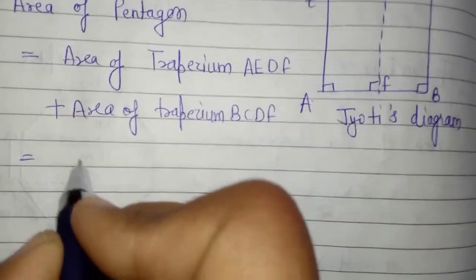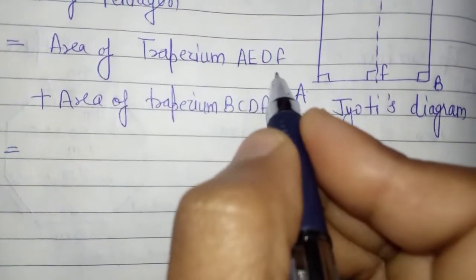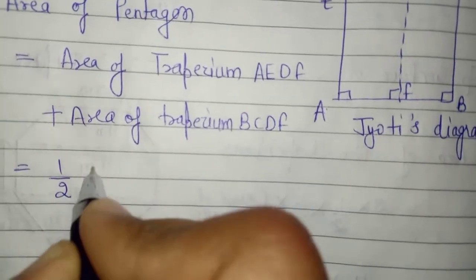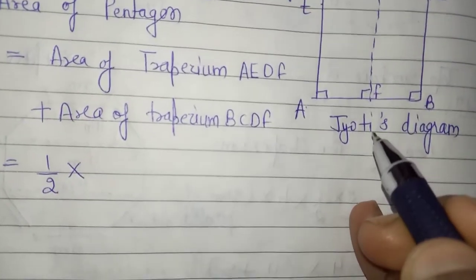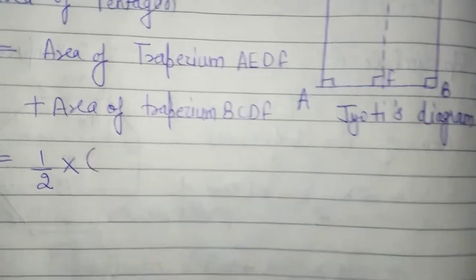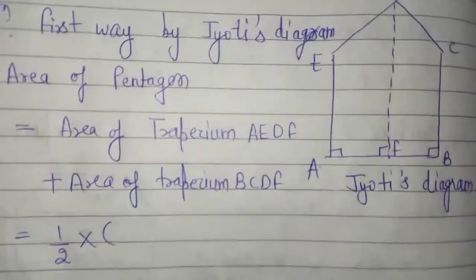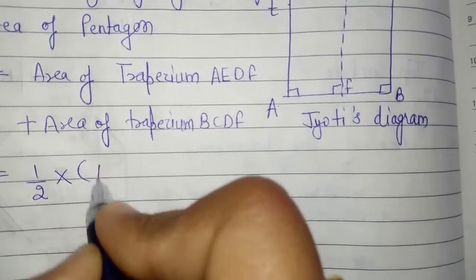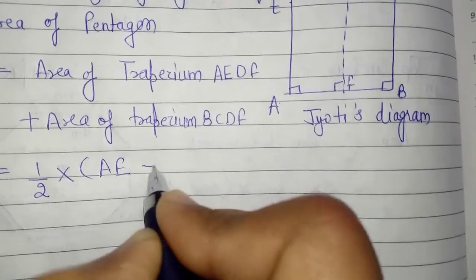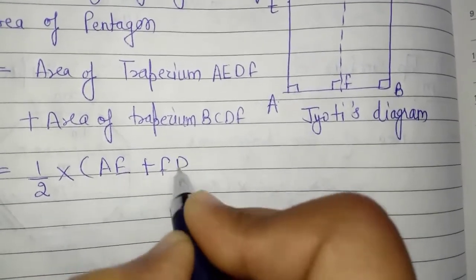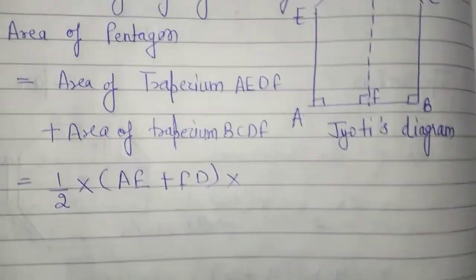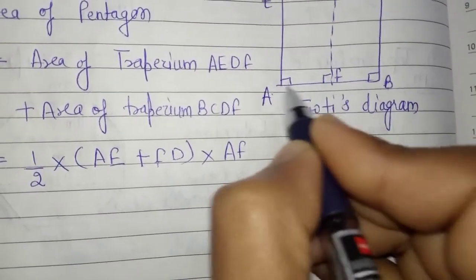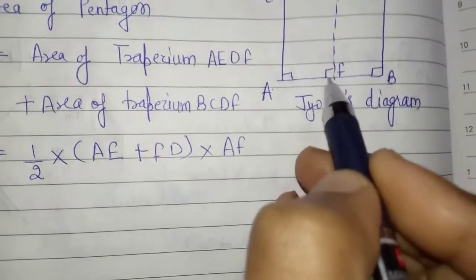So here, area of trapezium ADF. Firstly, we'll write the formula: 1 by 2 into sum of the parallel sides. As we have this and this parallel sides, that is AE plus FD, into height. Height is AF. This is the height.